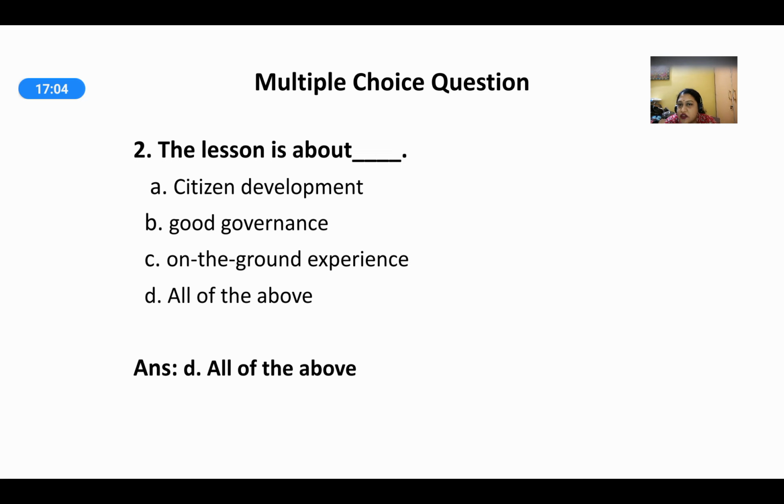The lesson is about citizen development, how citizens who have had the privilege of development are trying to spread the development to the tribal area. It also shows good governance in the form that these educated individuals are trying to give back whatever they have learned by helping the tribal children. The on-ground experience refers to how they started the school and what difficulties they had to face while starting the school. So the lesson is about all these aspects.